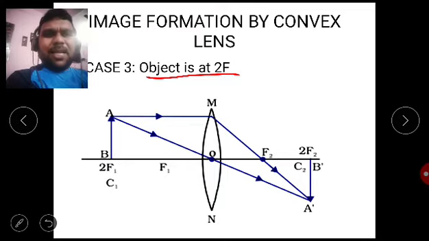Image will be real, image will be inverted. And it will be of the same size as the object. And where will the image be formed? Image will be formed at 2f2.